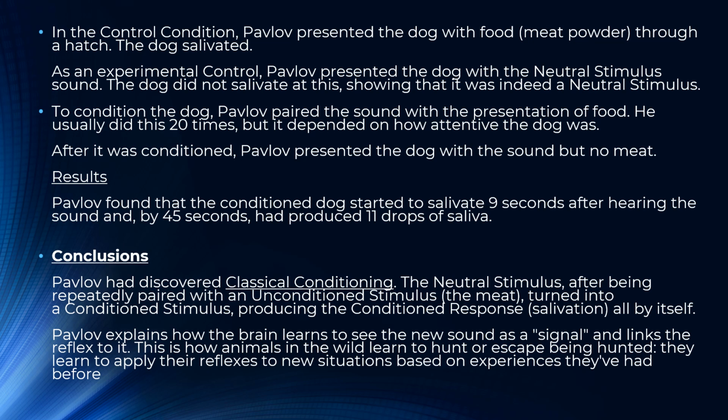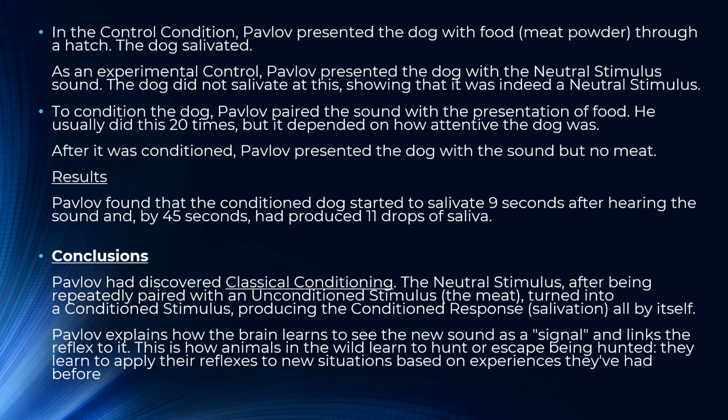After the conditioning process, so that association between the bell and the food, Pavlov presented the dog with just the sound, so just the bell, no food, and he measured the salivation that happened. So results of Pavlov: he found that the conditioned dog started to salivate 9 seconds after hearing the sound, and by about 45 seconds had produced a total of 11 drops of saliva. Again, that is the average results, he used 35 dogs. You do not need all 35 dogs in individual depth. You just need to know the overall findings.